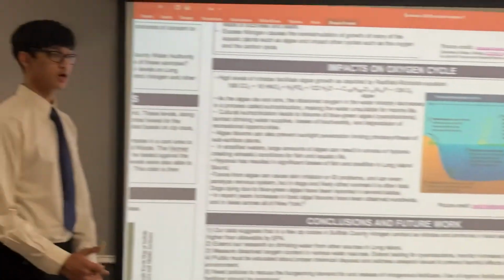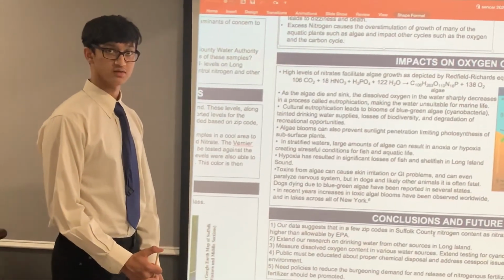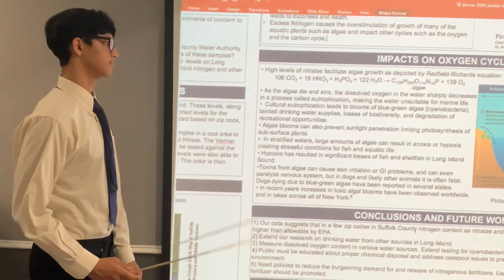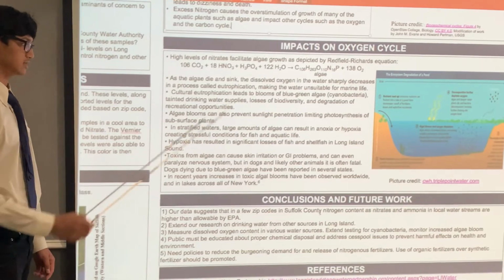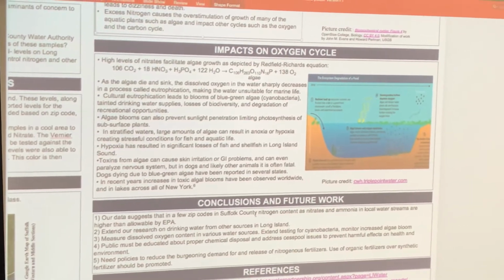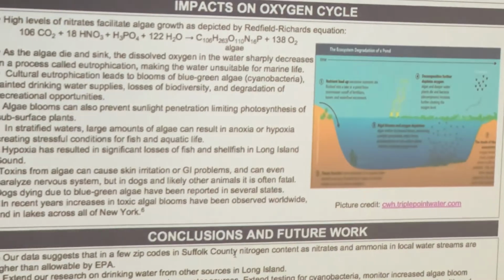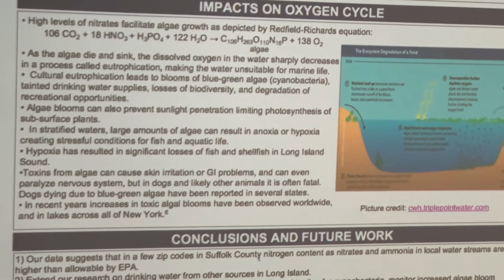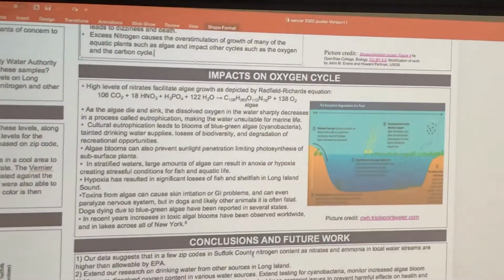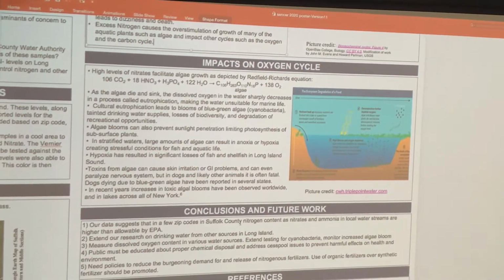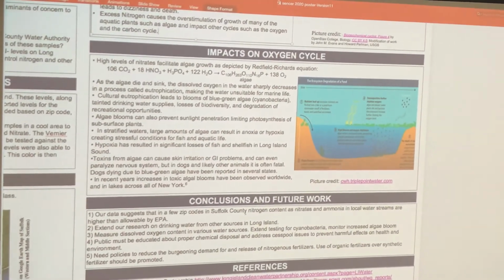Stratified water occurs when there are differences in temperature and salinity that result in layers of water. Large amounts of algae can result in anoxia or hypoxia, which is when there is less oxygen in the water, and anoxia is when there is no oxygen, which creates stressful conditions for aquatic life. In fact, hypoxia has resulted in significant losses of fish and shellfish in the Long Island Sound.